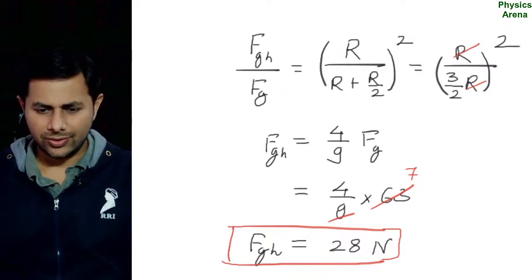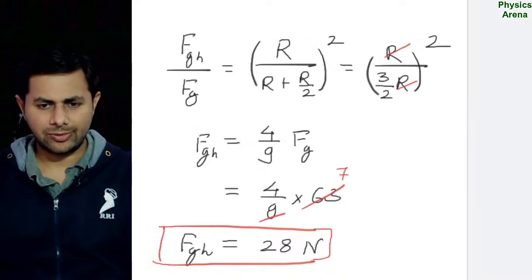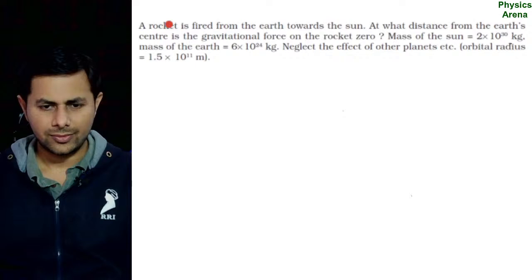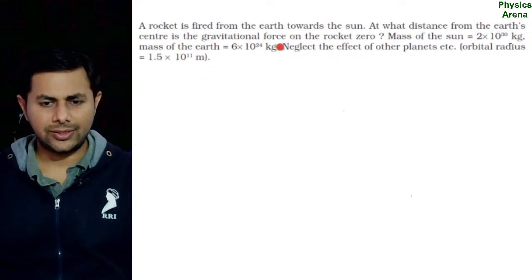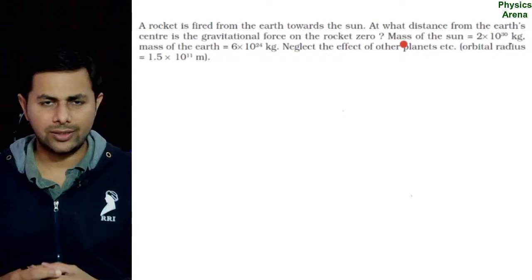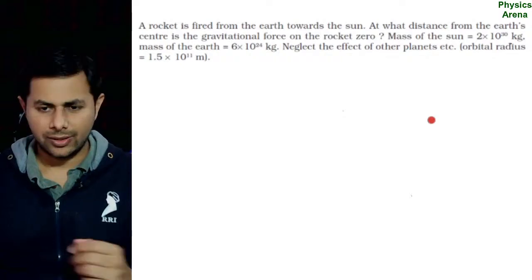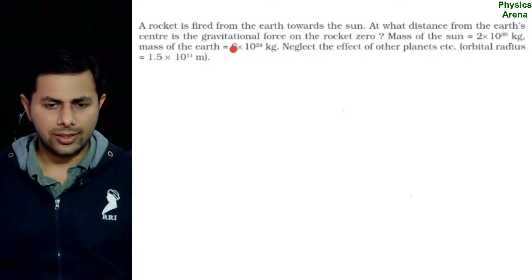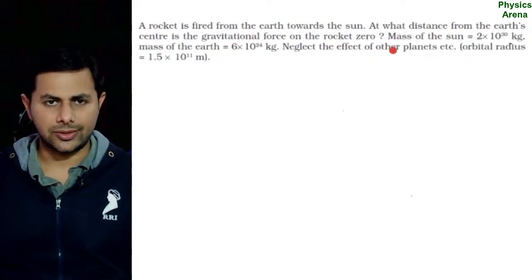All right. So then let's move on to the next problem. Next problem is a rocket is fired from Earth toward the sun. Okay, so we have a rocket which is fired from Earth towards sun. At what distance from the Earth center is the gravitational force on the rocket 0?